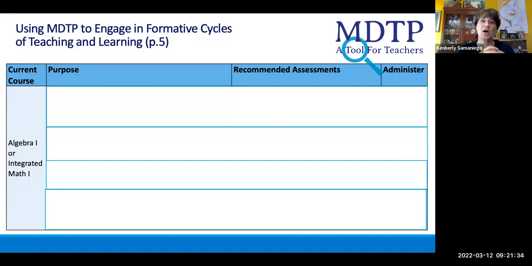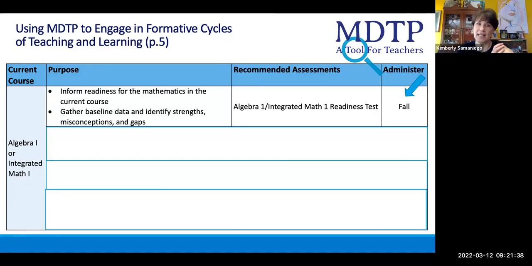So this is a common course, common ground here. Students entering into an Algebra 1 course. So in the fall, we recommend that they take the integrated math 1 readiness test. This is going to inform their readiness for the math, the topics in your course. It gives you baseline data. So at this point, you would be identifying strengths to build on, misconceptions, and potential gaps, which you would need to remedy and intervene on.